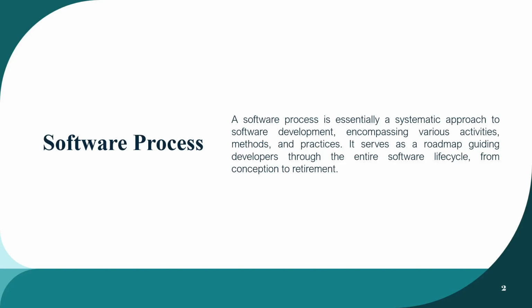Now, so what is software process? A software process is essentially a systematic approach to software development encompassing various activities, methods, and practices. It serves as a roadmap guiding developers through the entire software lifecycle from conception to retirement.